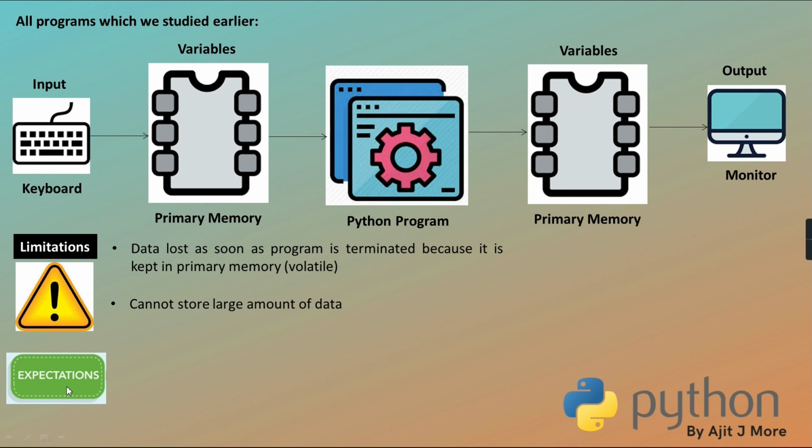So our expectation is what? This problem to be overcome. Our expectation is we should be able to process huge amount of data, and second, our data should persist. Okay, our data should not get lost the moment the program is terminated. We should be able to recall the data anytime, whenever we want in the future. Getting? So our expectation is should be able to store large amount of data.